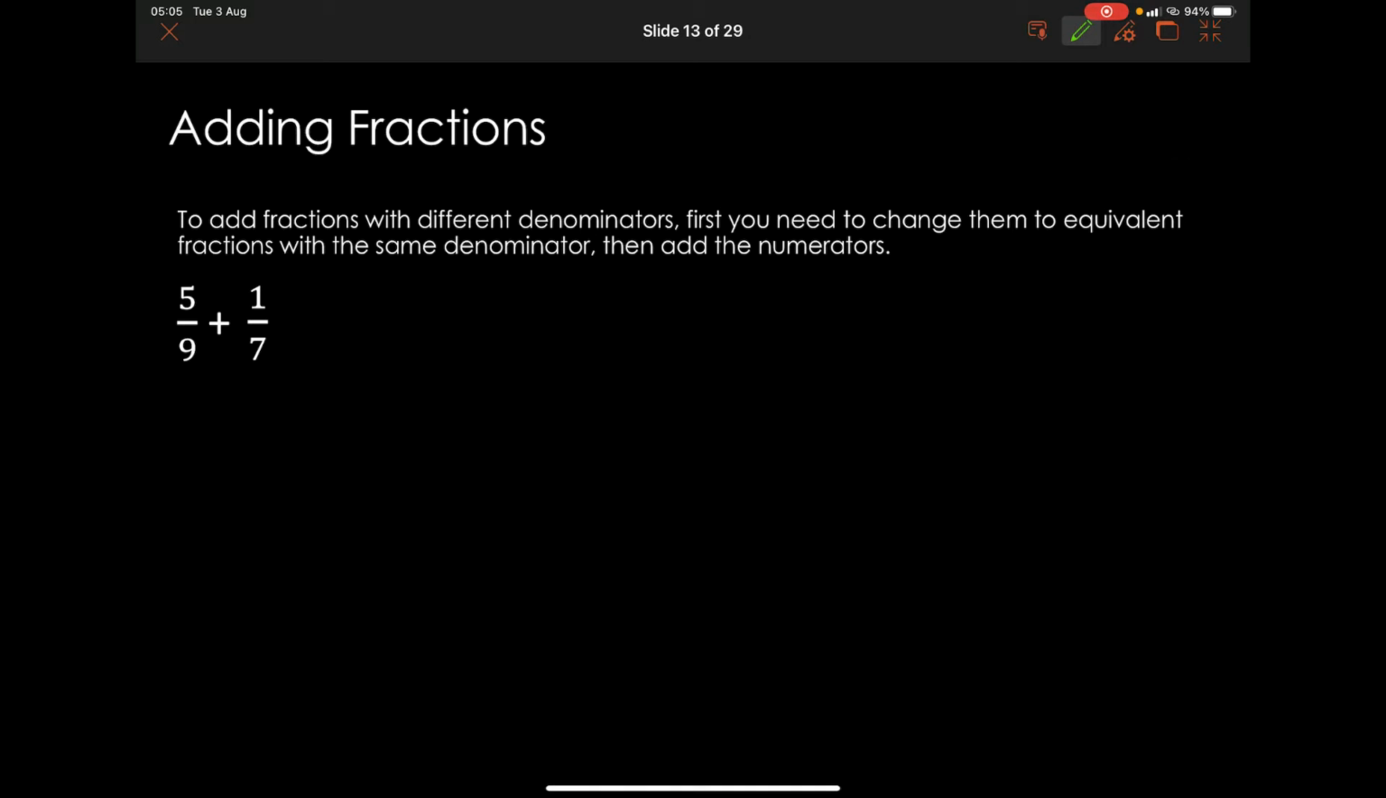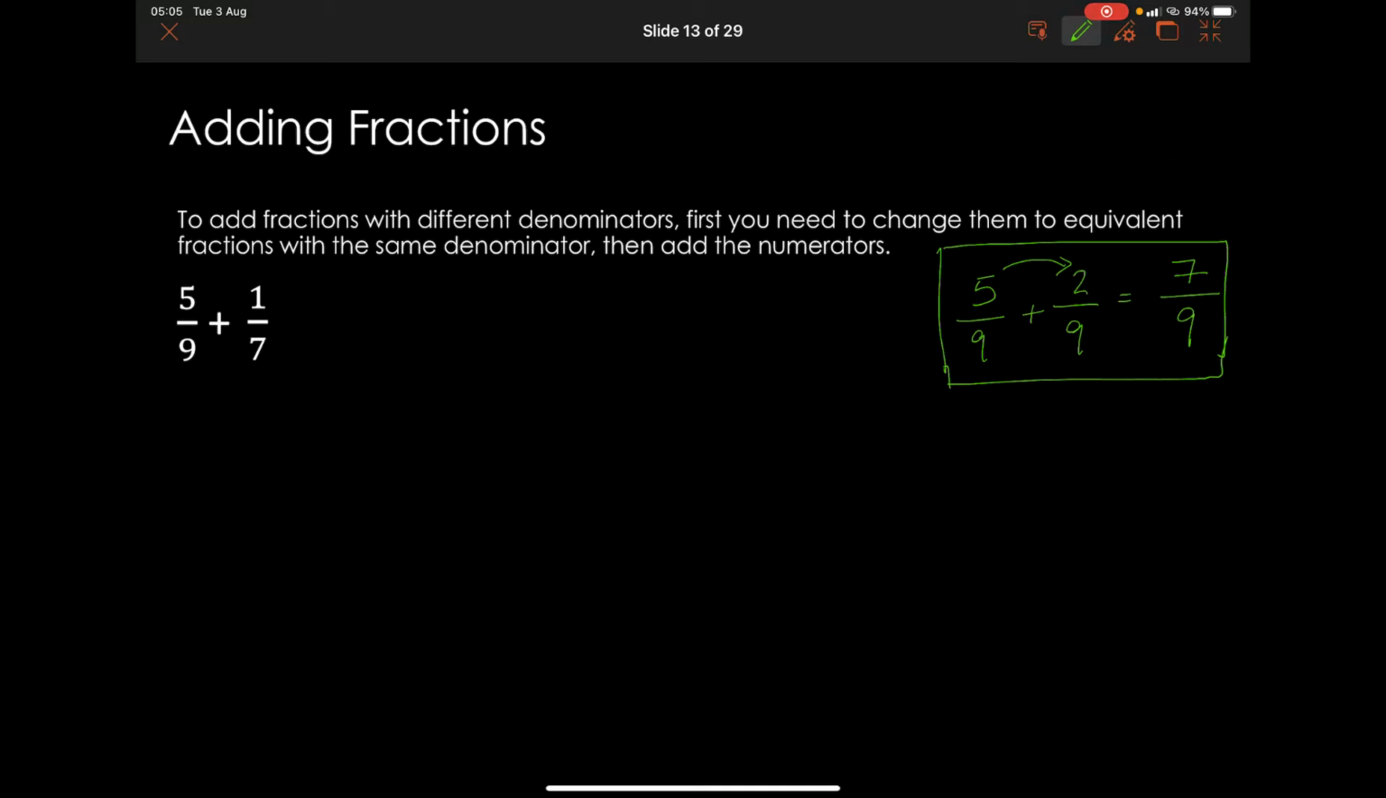To add fractions, for example, we could have 5 over 9 plus 2 over 9, and that's really easy. All we do is 5 add 2, which is 7, and keep the 9 on the bottom the same. Okay, so that's if the denominator is the same. Nice and easy, you just add the top and keep the bottom the same.